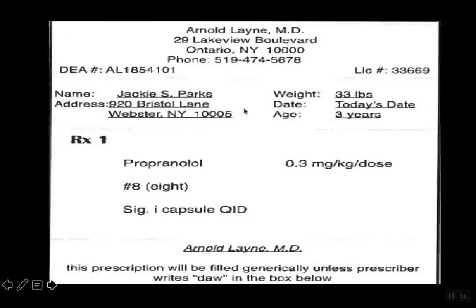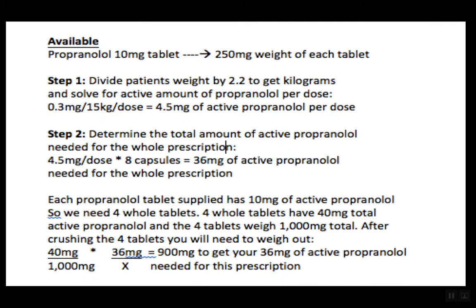Okay, but they want you to make 8 in total, right? So I want to know how much I will need in the whole prescription. So then we come back here. Well, 4.5 milligrams is per capsule, right? They want me to make 8 capsules, so I need 36 milligrams of active propranolol in the whole prescription.